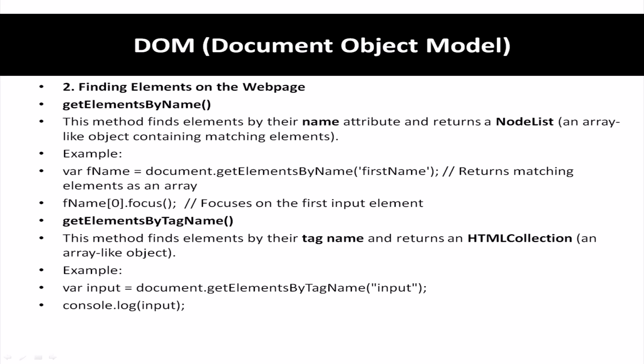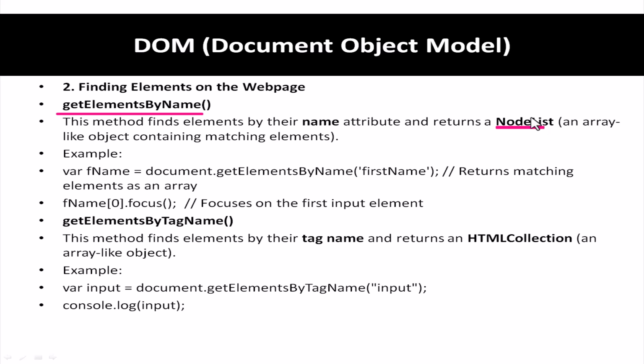Next, finding the elements of the web page. Here you can find the element of the web page by using getElementsByName. Based upon the name you can get the element. Here name is an attribute. It returns a node list, an array-like object containing the matching elements, using a top-down approach so that it gets the element objects as an array.